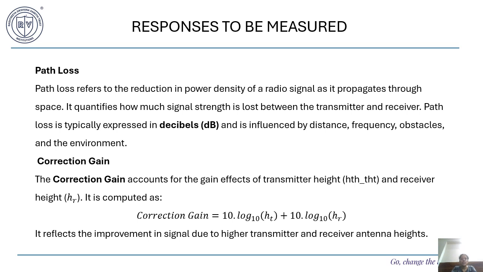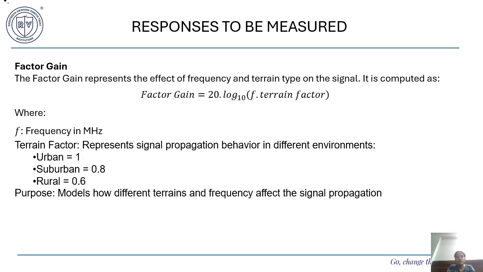Correction gain, which adjusts for antenna heights. It accounts for the gain effects of the transmitter height and the receiver height. And then factor gain. Factor gain represents the effect of the frequency and the terrain type on the signal. So the terrain factor represents signal propagation behavior in different environments. The factors that correlate with the different terrains, urban 1, suburban 0.8 and rural 0.6, have been mentioned already in the Okumura model, and these are predetermined based on measurements taken before in Japan.